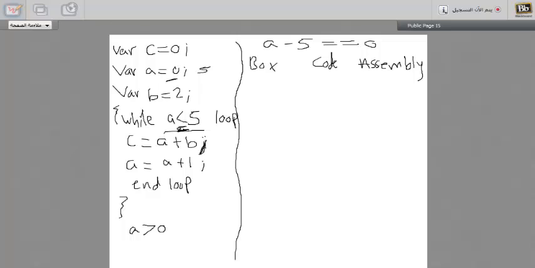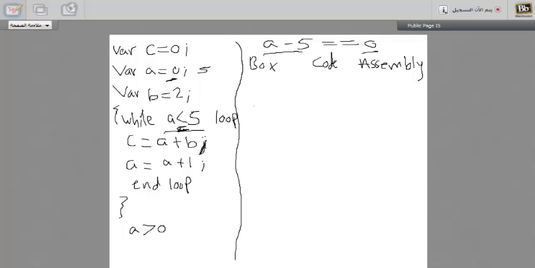The first one, okay, forget, let's talk about the first one. The initial value is 0, and we're saying A is less than 5. So A can go from 0 to 4. What's the maximum number we can have for A? It is 4. So A can be either 0, 1, 2, 3, or 4. So we have 5 possibilities. So instead we can have A minus 5 equals 0, because A has 5 possibilities.